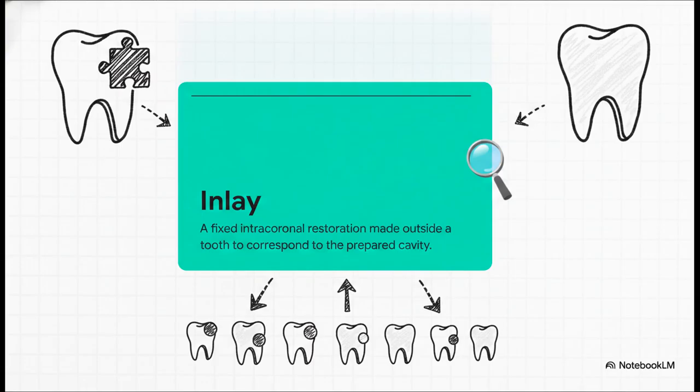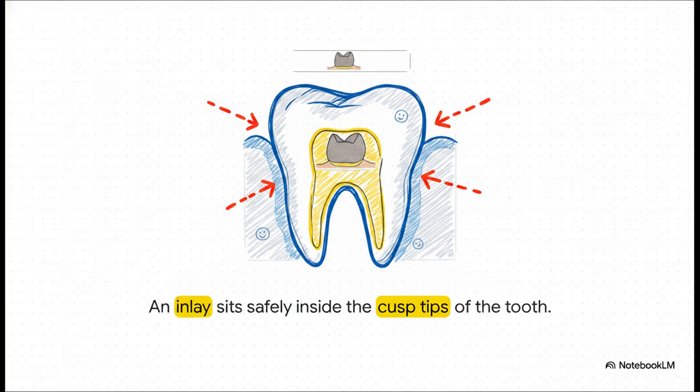We generally utilize these for minor to moderate-sized lesions. As you can see here, the restoration sits safely inside the cusp tips of the tooth. The outer walls, those peaks of the tooth, are actually still structurally sound and intact. The inlay is just resting snugly within that prepared cavity, essentially acting like a highly engineered puzzle piece.